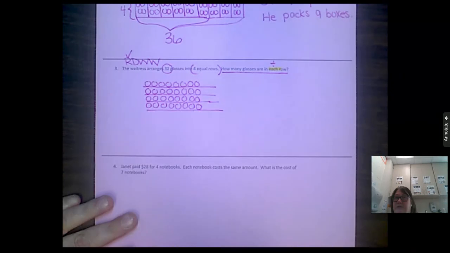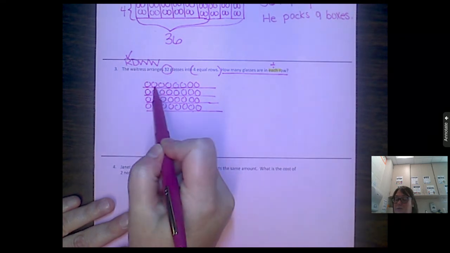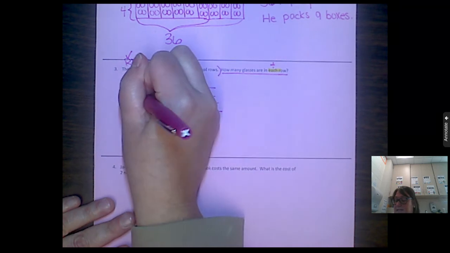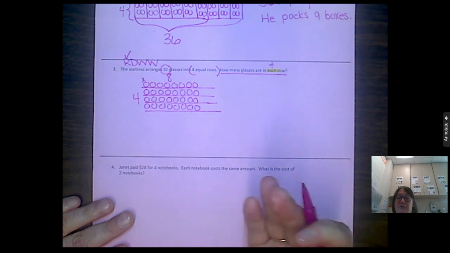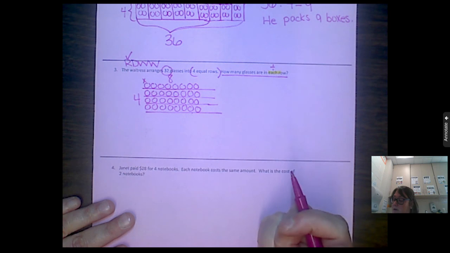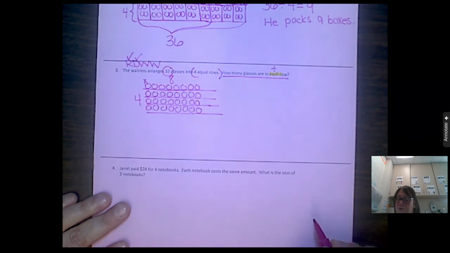If you drew this as a tape diagram, you would have 4 groups with 1, 2, 3, 4, 5, 6, 7, 8 in each group, right? In this case, I have 4 rows with 8 in each row. Okay. Your equal groups picture, if you drew an equal groups picture, would have 4 groups of 8. Okay. Good. So whatever you drew, you have your drawing.